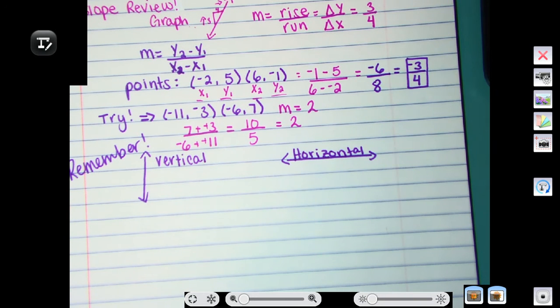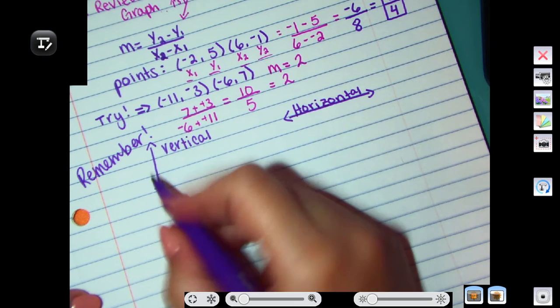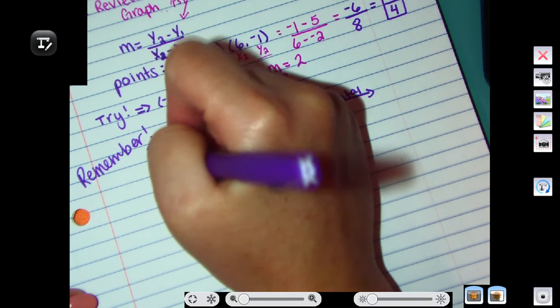Why do I want to remind you of that? I want you to remember what the slope of a vertical line and horizontal line are, because that is important. So for a vertical line, you have an undefined slope.